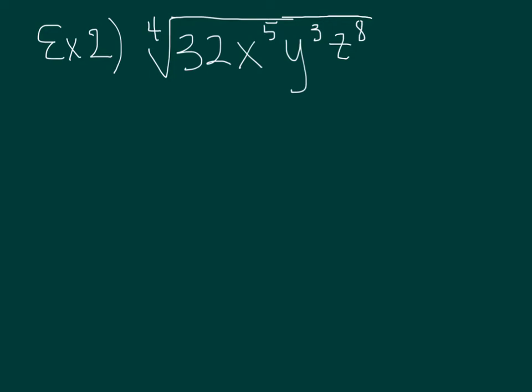My second example is working with the 4th root. So unlike the square root, I can't find perfect squares. I actually need to find things that multiplied by themselves 4 times will equal the numbers inside.